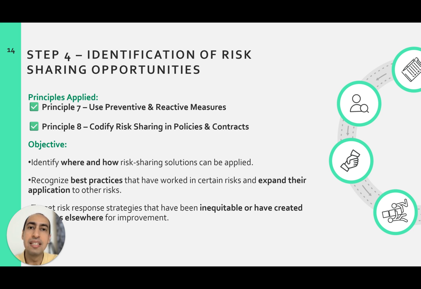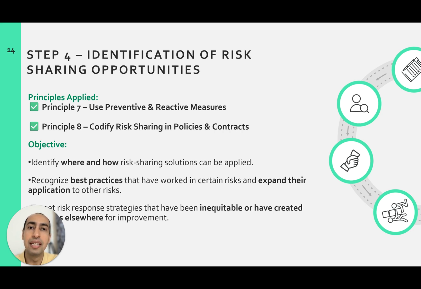We have decided that this is a good practice. That's the time where we are really going to benefit from that, not just for that risk, but also for other risks. Target risk response strategies that have been inequitable or have created risk transfer elsewhere for improvement. This is where we are going to benefit from the bad risk practices: we are going to take them and try to change them. I believe this step should preferably be done by the facilitator or the convener, because in the next step we will share it with others.